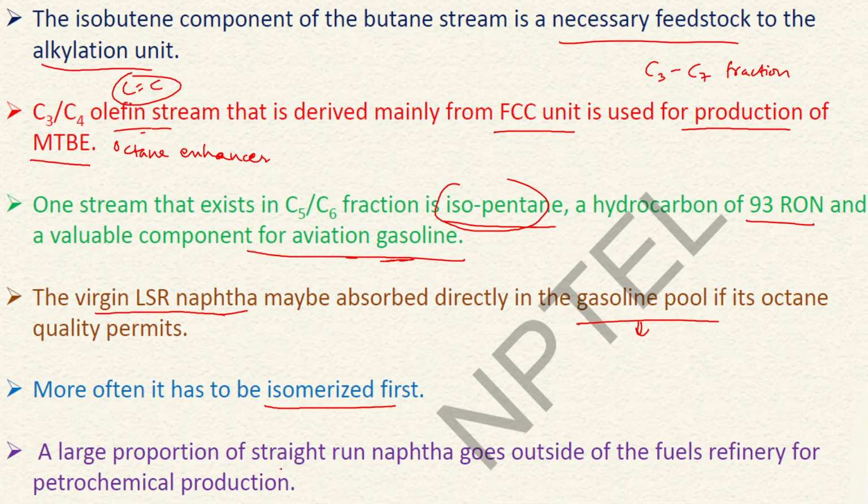A large portion of the straight run naphtha goes outside of the fuel refinery for petrochemical production. As I told, 40% of naphtha is sent to be used as a feedstock for petrochemical production.